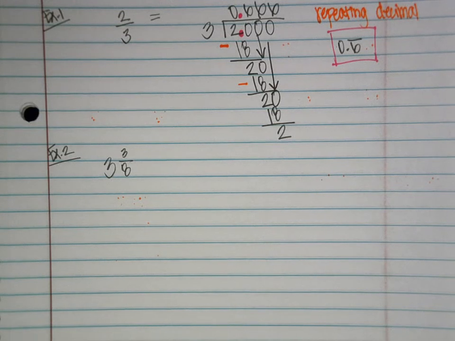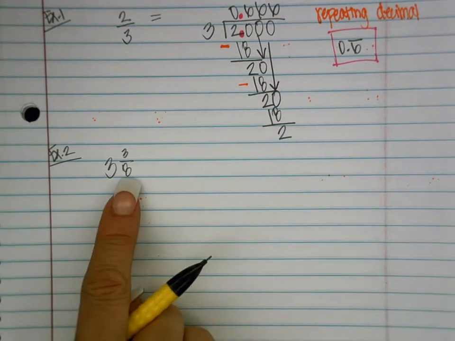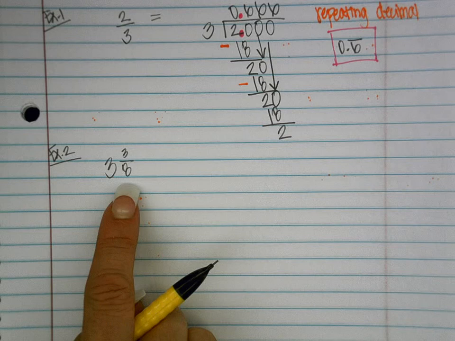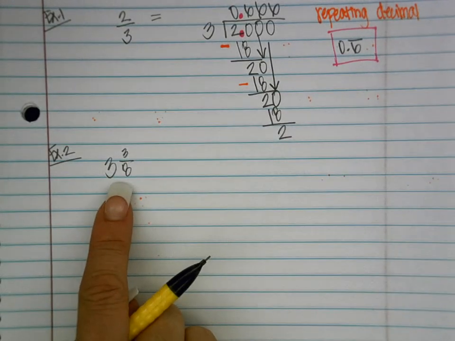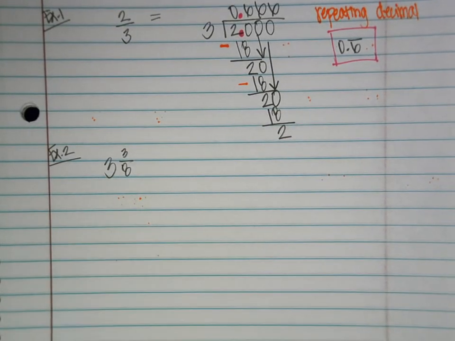Now, a lot of teachers are going to tell you we have to make an improper fraction. I'm going to tell you we don't. It's a little bit too much work, okay? What's the part of this that actually needs to be made into a decimal? Is it the whole number part or the fraction part? The fraction part. I don't want you to worry about the whole number part.